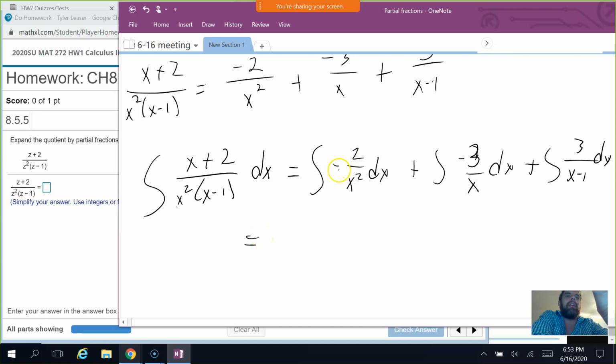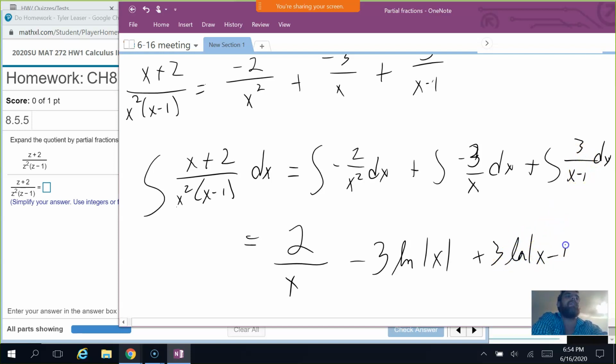And we can do these real quick. So this negative 2 would come out. This is x to the negative 2, which has antiderivative of negative x to the negative 1. So I'm doing this real quick in my head, but you're going to get 2 over x as the antiderivative for this one. On to the next one. That negative 3 we would factor out. And then we have the integral of 1 over x. The integral of 1 over x is natural log of x. Same thing for this last one. We would pull the positive 3 out, and then we'd have 1 over x minus 1. That would technically be a u substitution, but it would come out to be the natural log of x minus 1 as the antiderivative there.